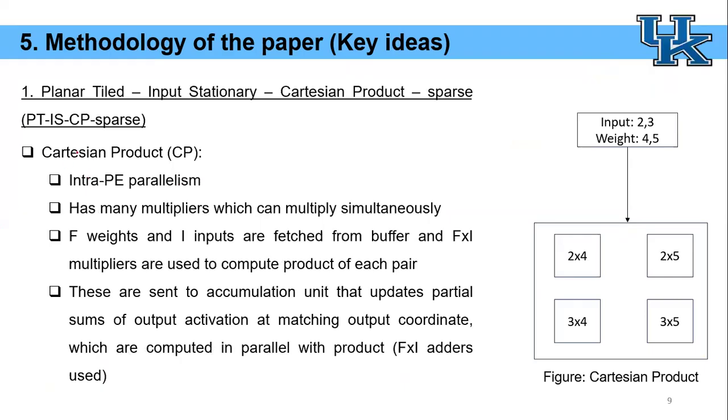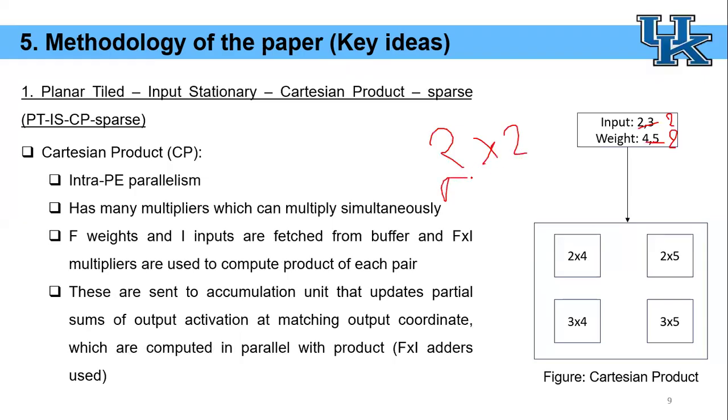The other part is Cartesian product. What it basically means is that we have an array of multipliers. So it basically shows the intra-PE parallelism. Let's say we have 2 inputs. Let's not think about matrices right now. For now, we just assume vectors. So we have 2 and 3 as input, and 4 and 5 as weights. So we have 2 inputs and 2 weights. So we need to have 2 by 2.